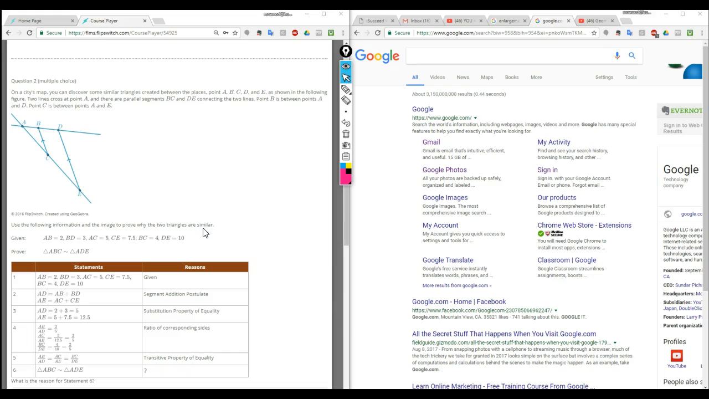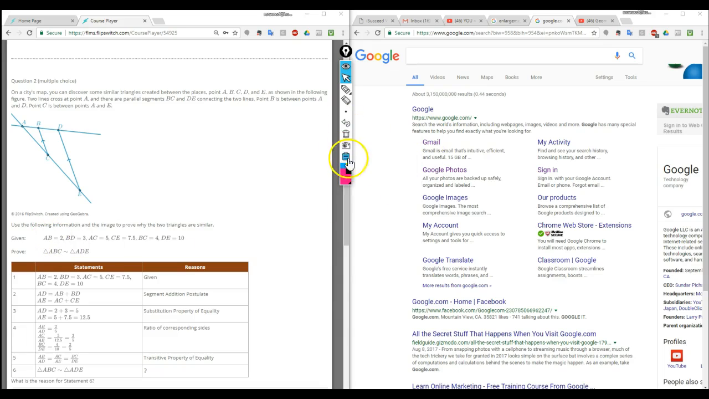For question 2, on a city's map, you can discover some similar triangles created between the places point A, B, C, D, and E as shown in the following figure. Two lines cross at point A, and there are parallel segments BC and DE connecting the two lines. Point B is between points A and D, and point C lies between points A and E.